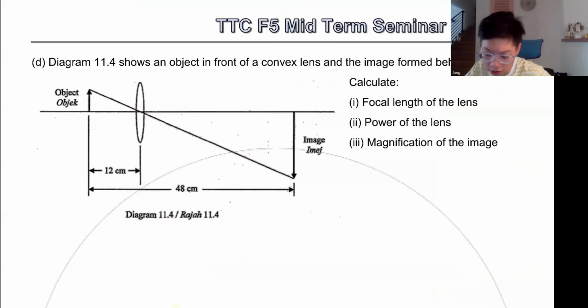Okay, so they want you to calculate the focal length, the power, a bunch of things, right? Correct, a bunch of things. So for this one, how to calculate?